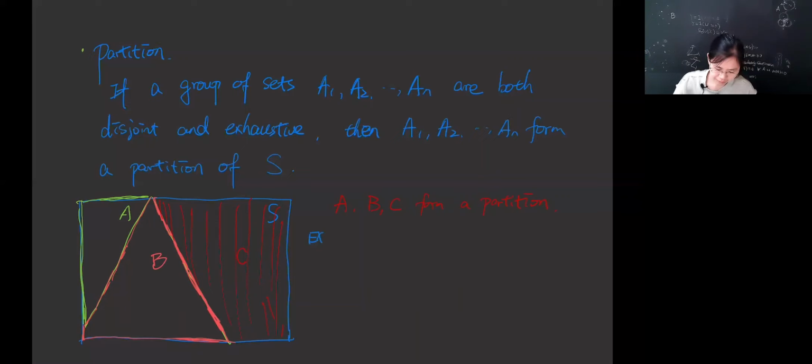For example, if S is the outcome of a die rolling experiment, suppose that A is 1, 2, and 3, B is 4, and C is 5, 6. Then A, B, and C form a partition.